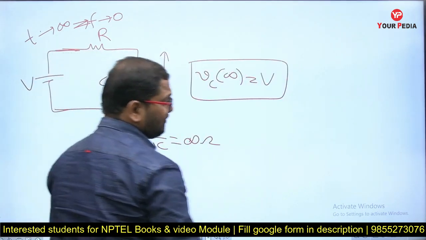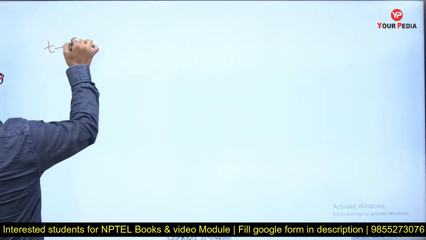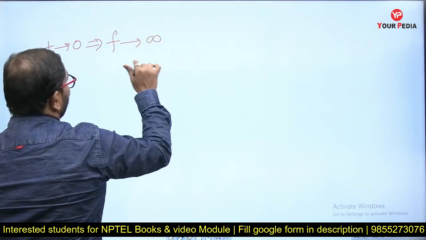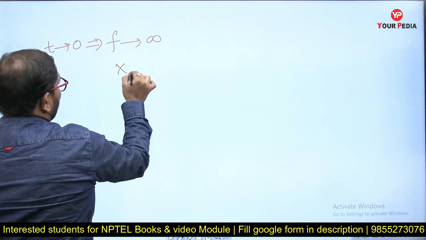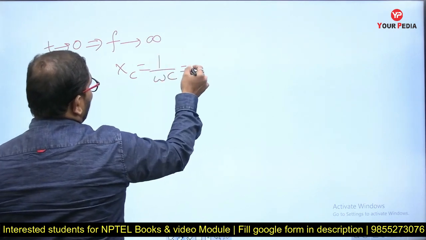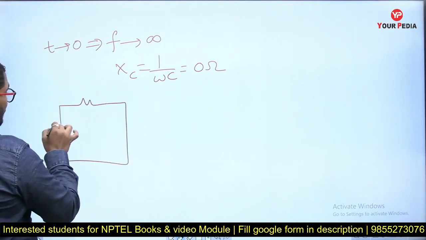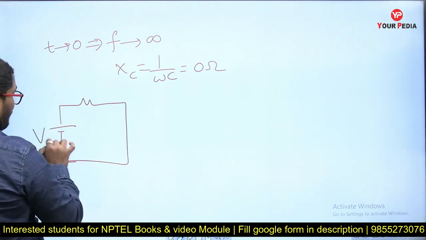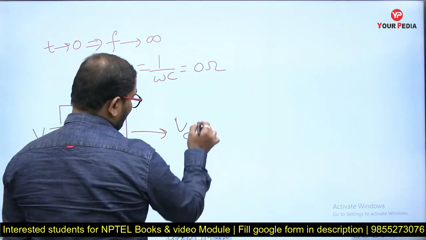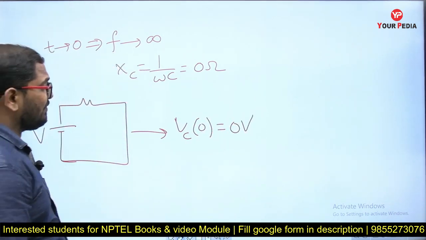What about the initial value of the voltage? The initial value means the initial time period, that is, t tends to 0. What is the meaning of t tends to 0? It is f tends to infinity. F tends to infinity means what happens to the XC? It is 1 by omega C. As omega tends to infinity, this value becomes 0 ohms, so a capacitor acts as a short circuit. What is the voltage across the capacitor during this period? Vc of 0 is 0 volts. Now let's substitute these two values in the final expression.